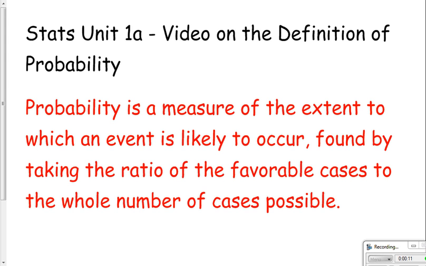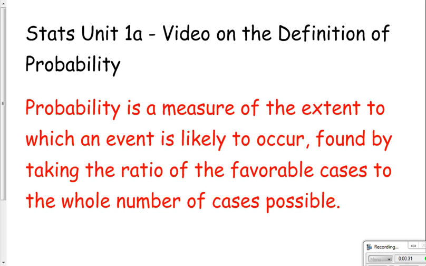As you can see, I've written to you that probability is a measure of the extent to which an event is likely to occur, and this measure is found by taking the ratio of the favorable cases to the whole number of cases possible. So a place where you often hear probability mentioned is in weather.